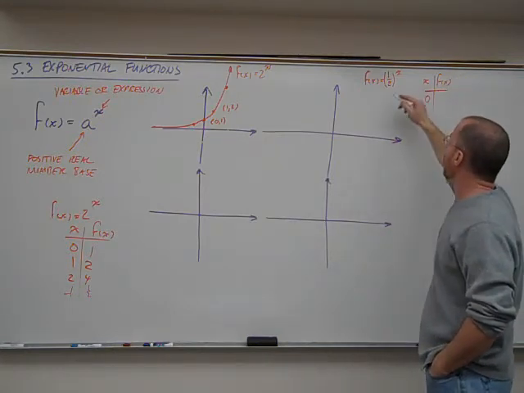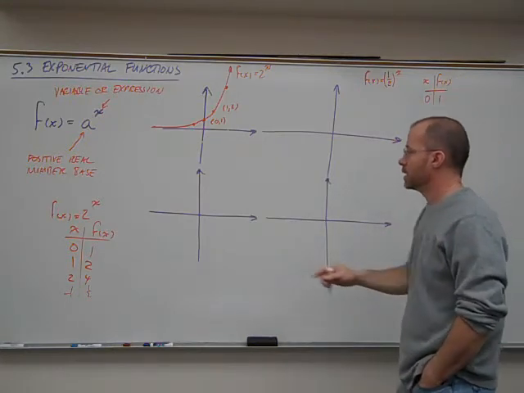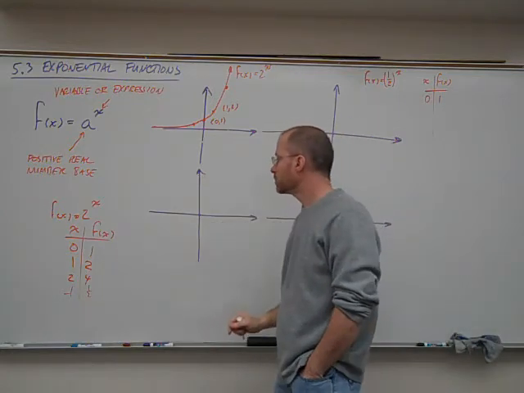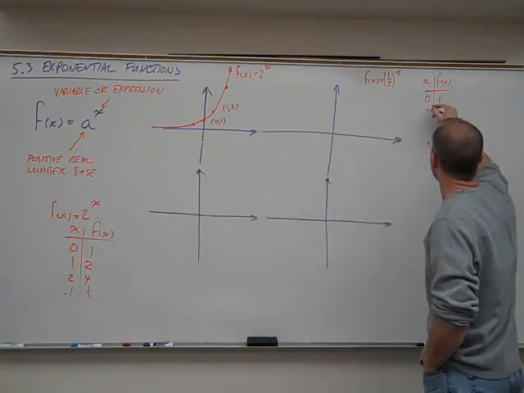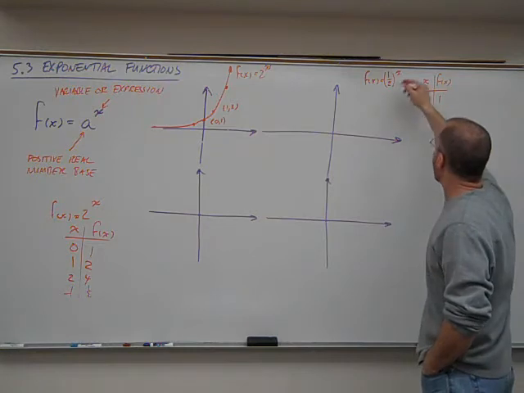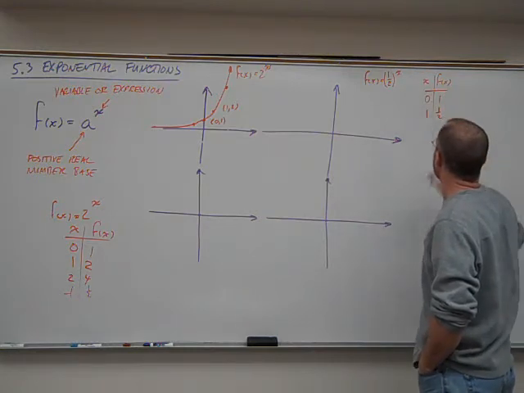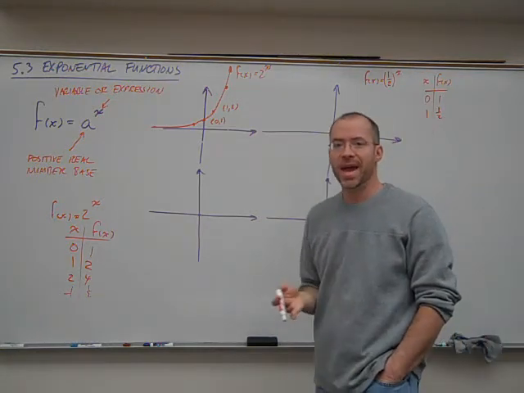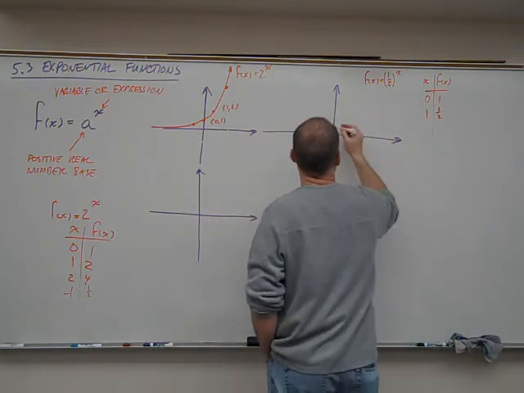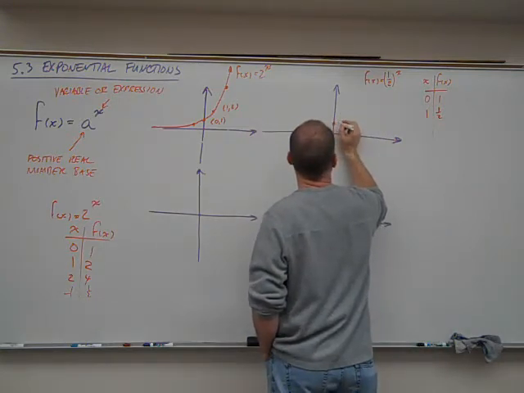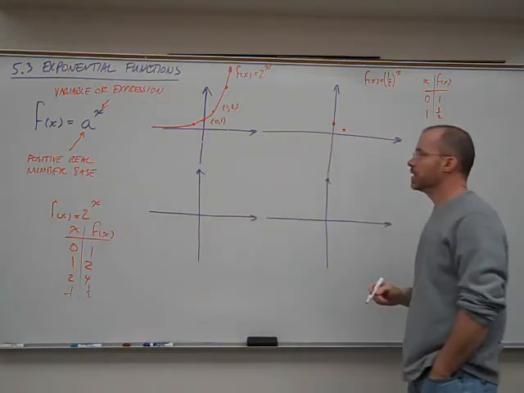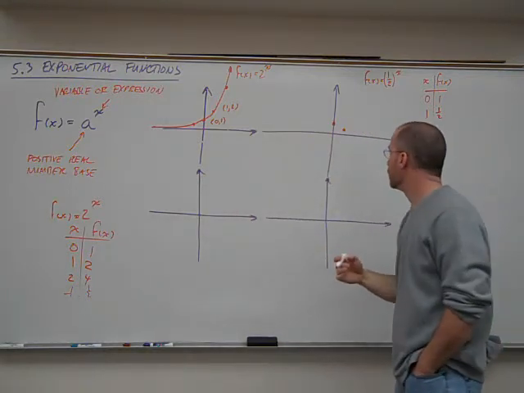If I put in 0, (1/2) to the 0 is still 1. Look, I still get (0, 1). If I put in 1, I get (1/2) to the first power is 1/2. I still get (1, the base). So I'm going to get a point at (0, 1) and a point at (1, 1/2). Now let's think about what happens for some other inputs here.